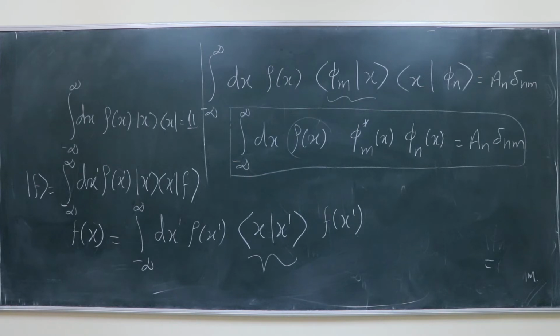Sir, I think there will also be a 1 by rho term. I think it will be something like delta x minus x prime by rho of x or something.